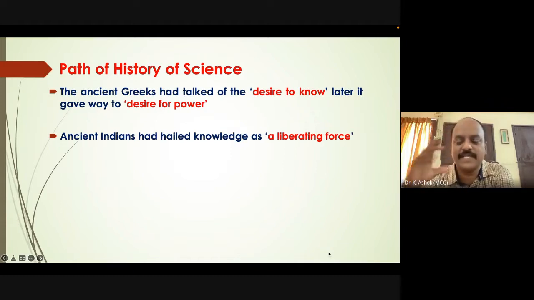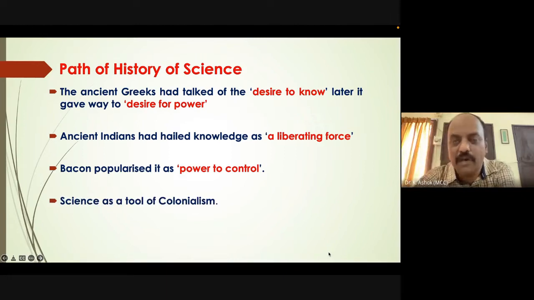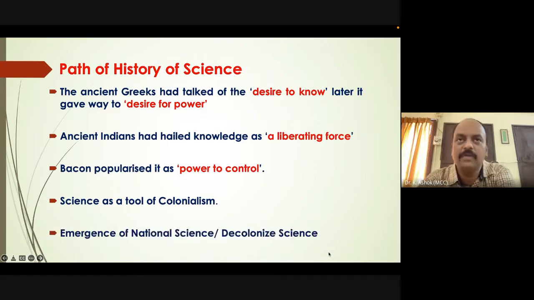But science, as such, took a very fast movement right from the time of Enlightenment. And it was Roger Bacon who came out with the popular quote, "Science is nothing but the power to control." Following this ideology, Europe took up sciences and science became a tool of colonialism. And now science has taken a different form, the emergence of national science or decolonized sciences. And this is the history of science.